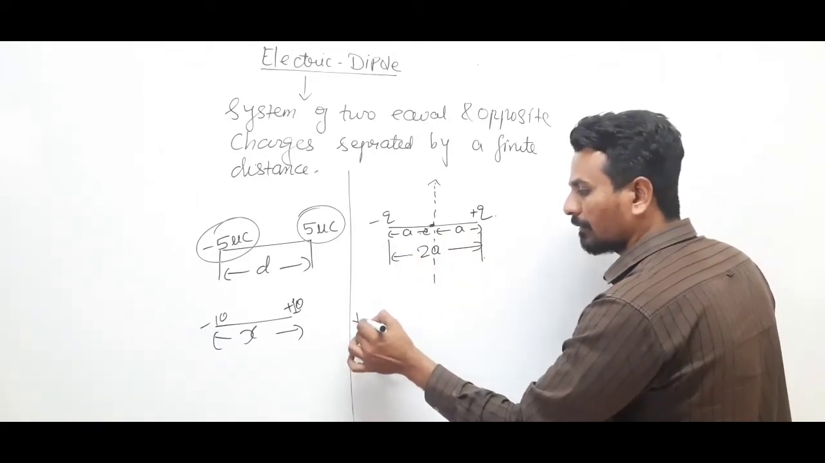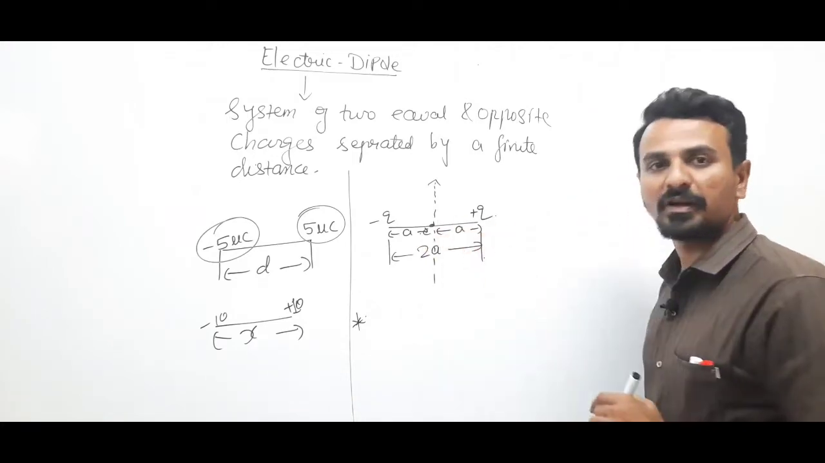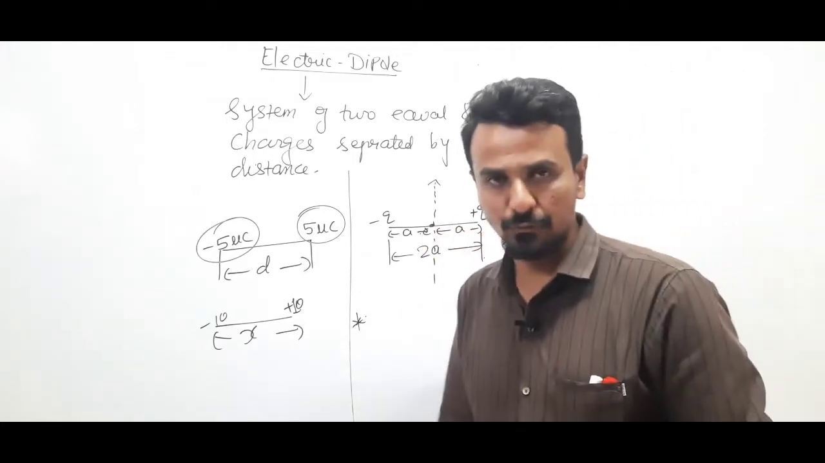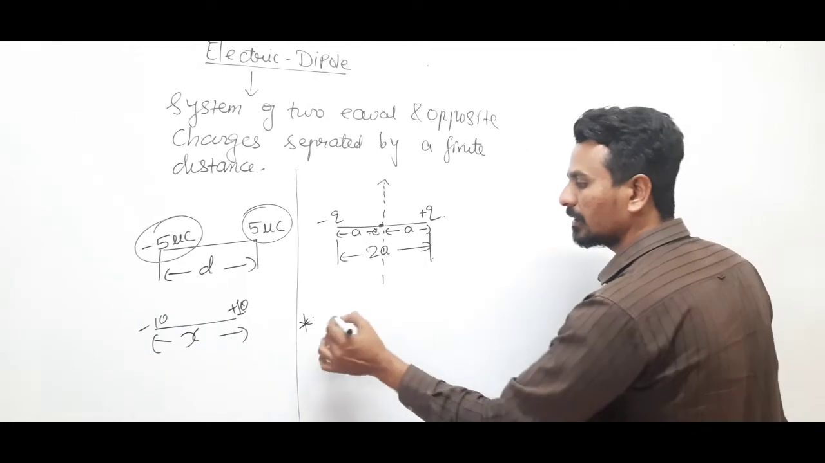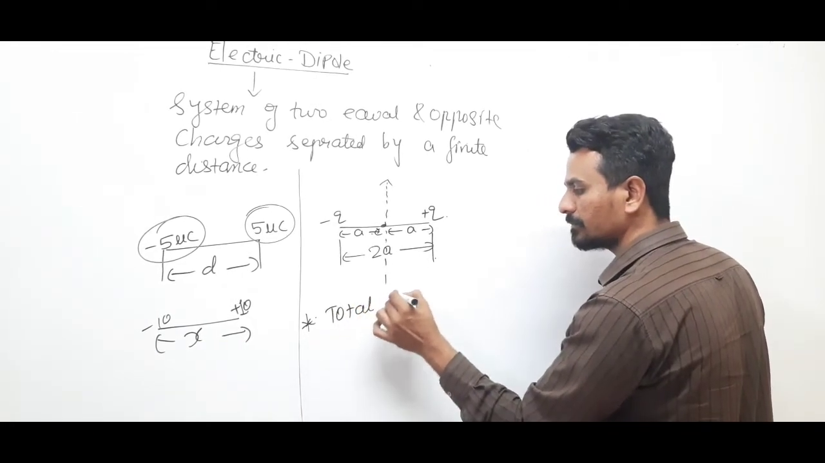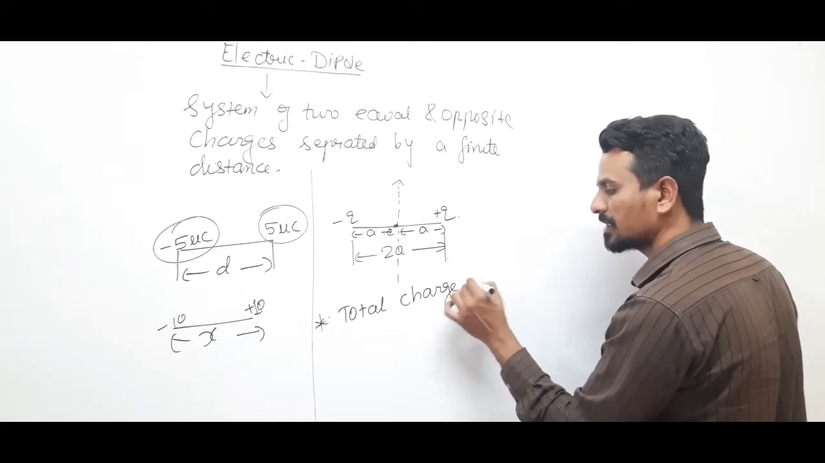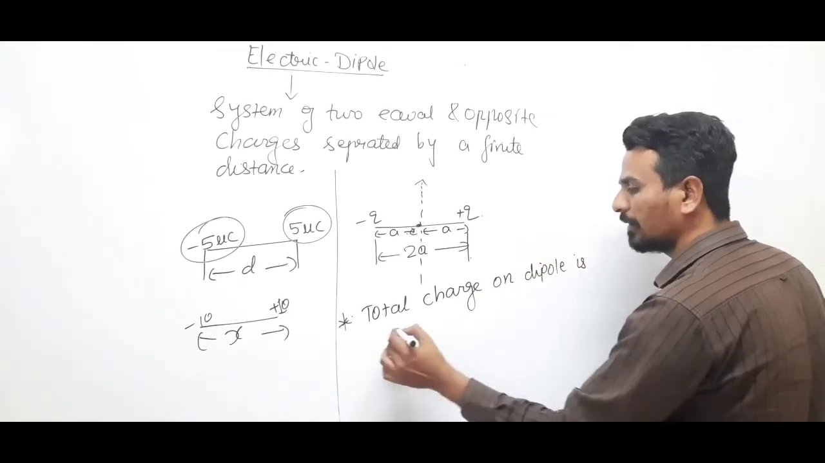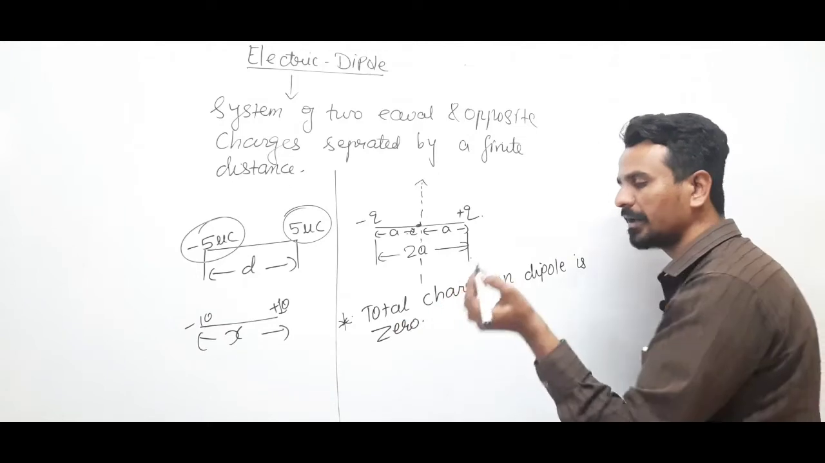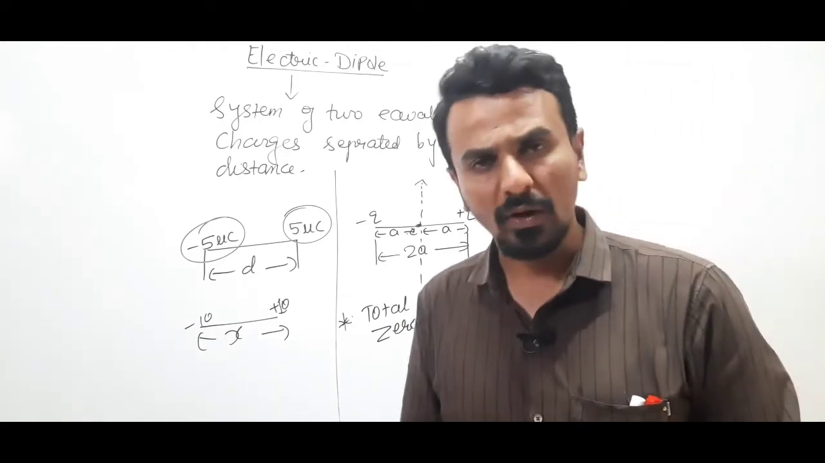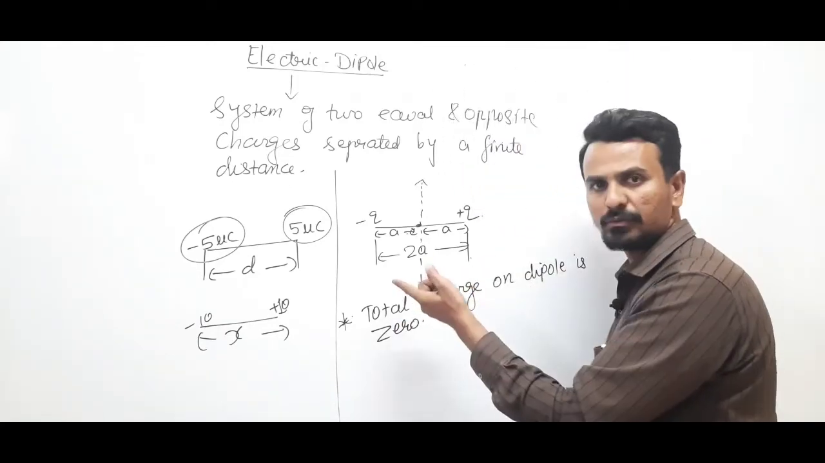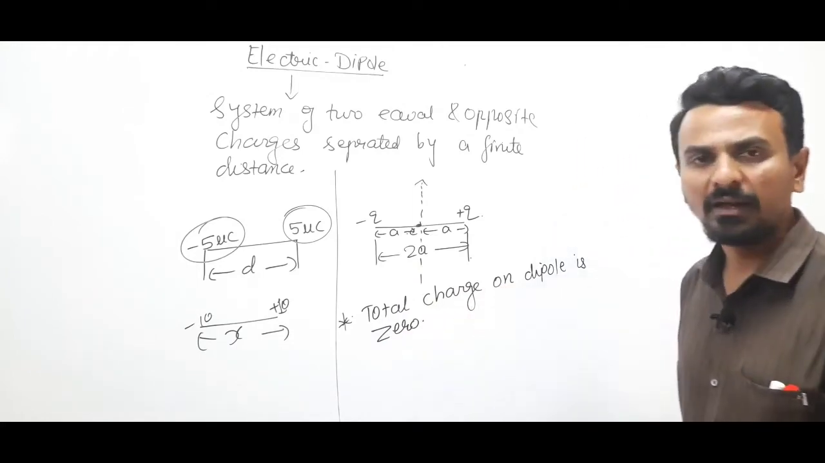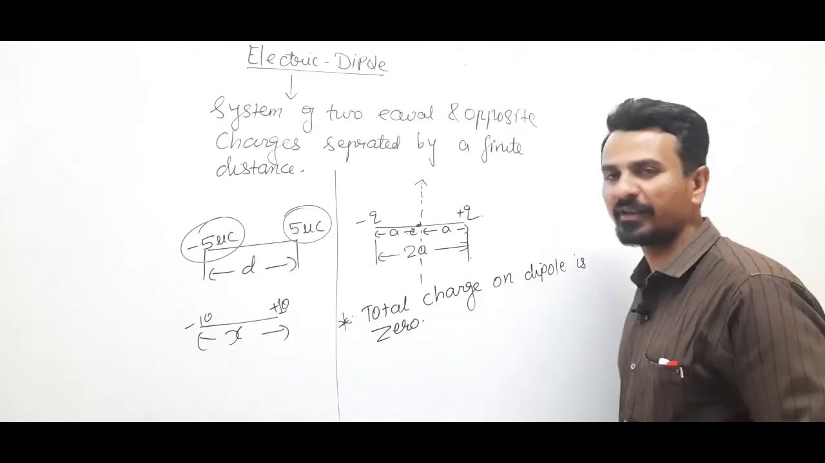Fine? Okay, so what is the total charge on the dipole? This can be asked as an MCQ, right? So the total charge on the dipole is 0. Definitely, charge is a scalar quantity. One is positive, the other is negative, so the addition of the two charges will be 0. So the total charge on the dipole is 0.